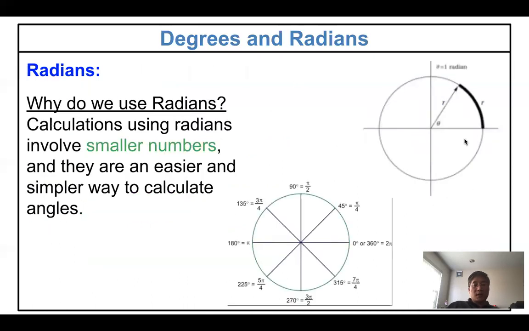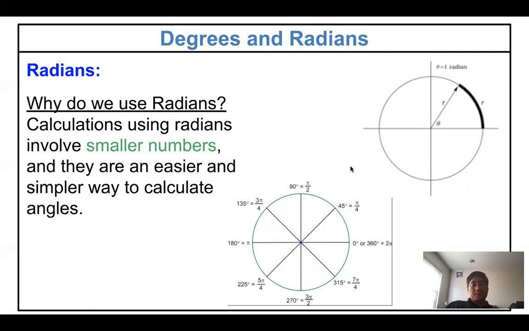Does everybody understand? I already talked about this. We are using radians because they involve smaller numbers. I told you it's 2 pi radians. How big is 2 pi? About 6.28, right? Instead of 360 degrees, the big number, we use about 6.28, a smaller number. So that's why we use radians.